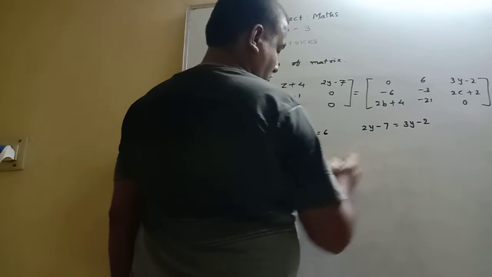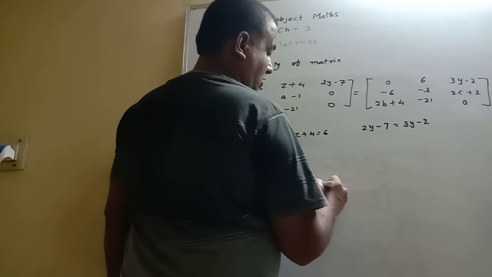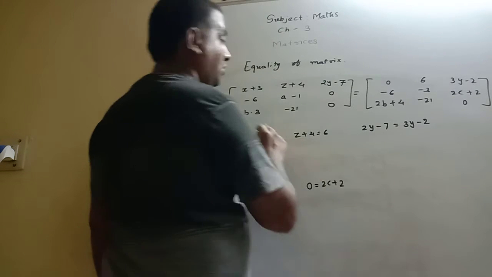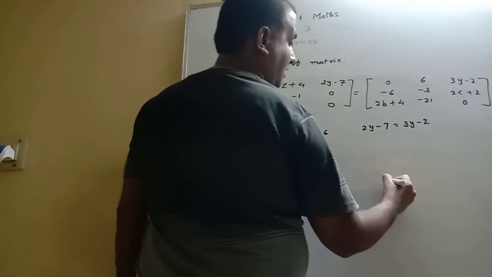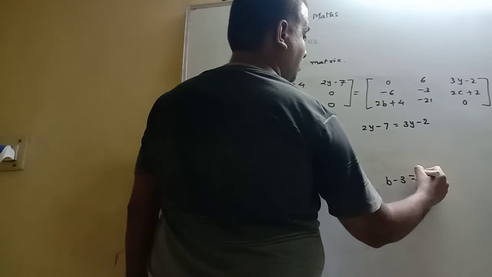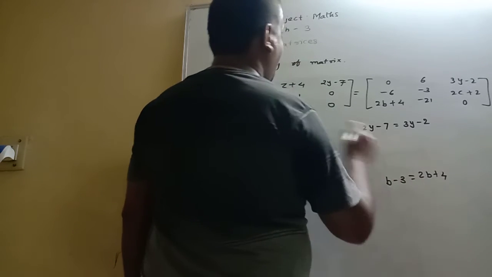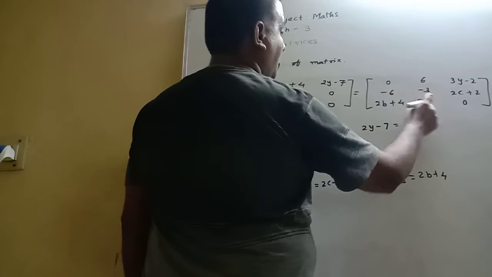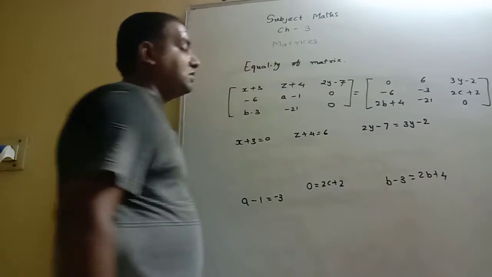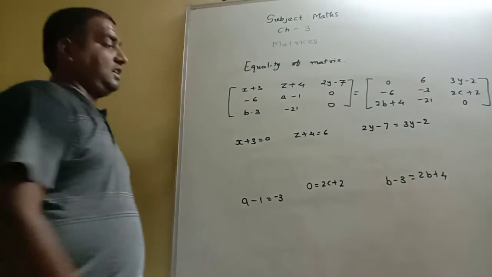0 equals 2c plus 2. b minus 3 is equal to 2b plus 4. Minus 21 equals minus 21. 0 equals 0. Now we solve these 6 equations.